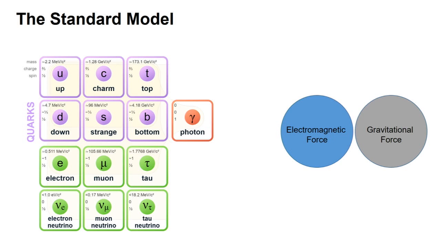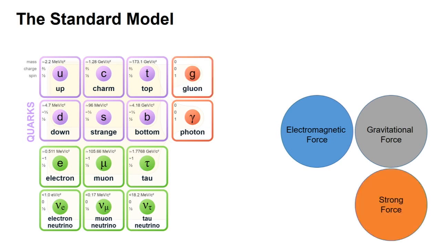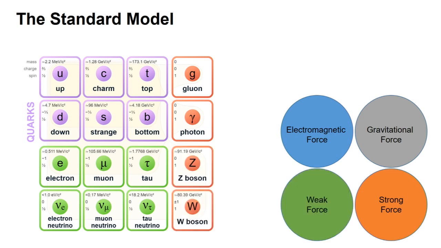Then we discovered there's also more forces. There's a force called the strong force, which has its associated particle, the gluon, and the weak force, which has 2 particles, the Z particle and the W particle. So this is where we were, kind of middle of the 20th century. And it's a very beautiful model. It's very intricate. It works very well.